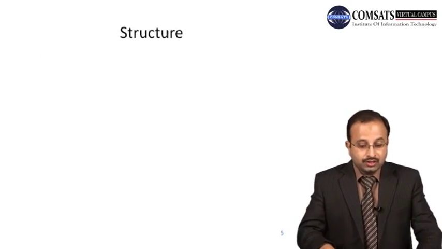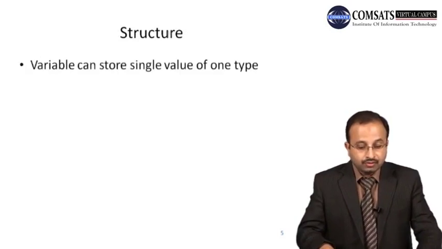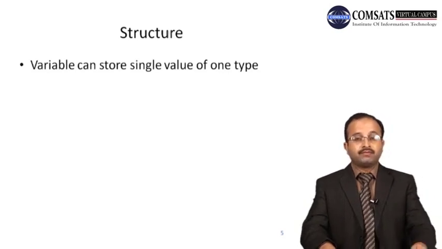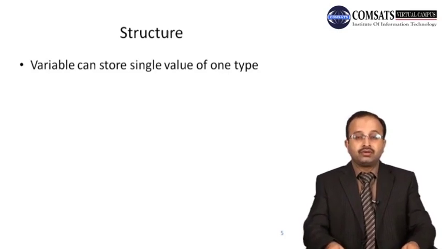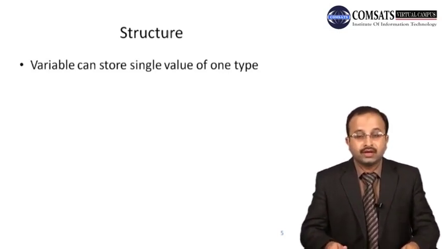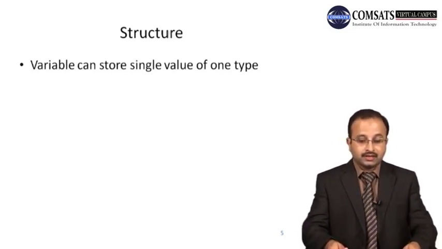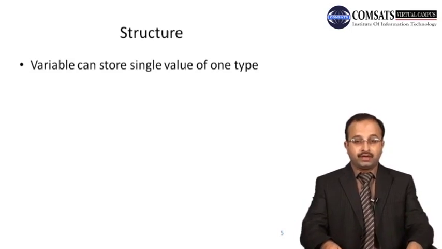Now let's come to the structures. So a variable that we already know can store a single value of a single type. For example, if we have an integer variable, it is only able to store integer values, and if we have a floating point variable, it is only able to store floating point values, and if we have a character variable, it is only used to store character values.